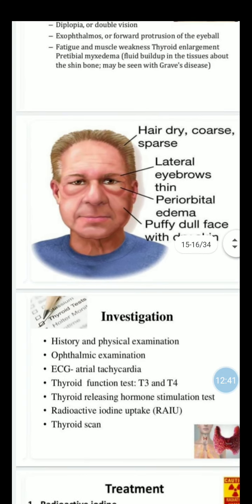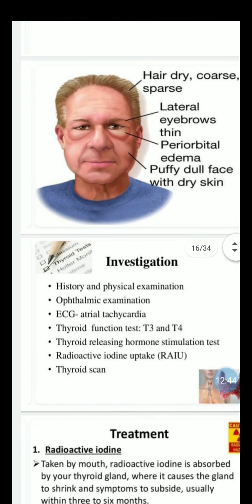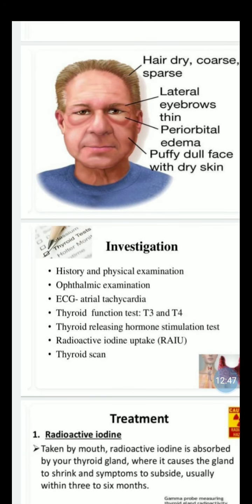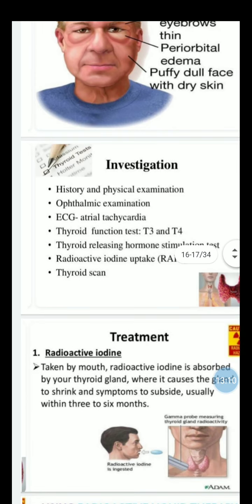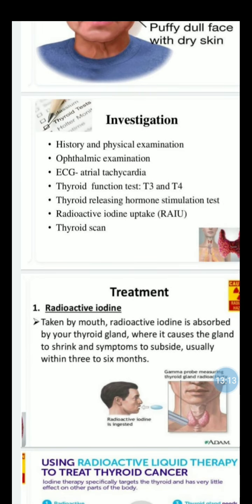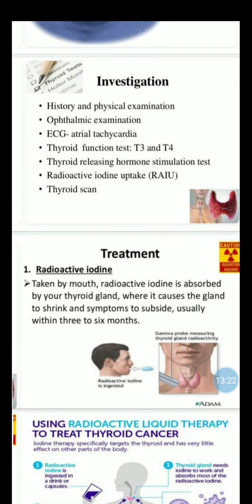Next, the investigation, or diagnosis. First, collection of history, then physical examination, then ophthalmic examination, ECG for arterial tachycardia, then thyroid function tests, that is T3 and T4, then thyroid releasing hormone stimulation test, then radioactive iodine uptake, that is RAIU, then thyroid scan. So these are the few diagnostic tests used for thyroid diseases. Next, the treatment.